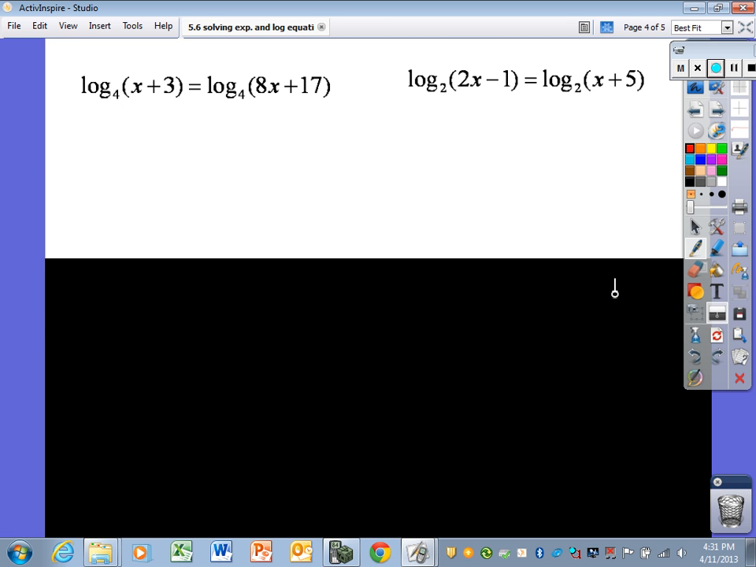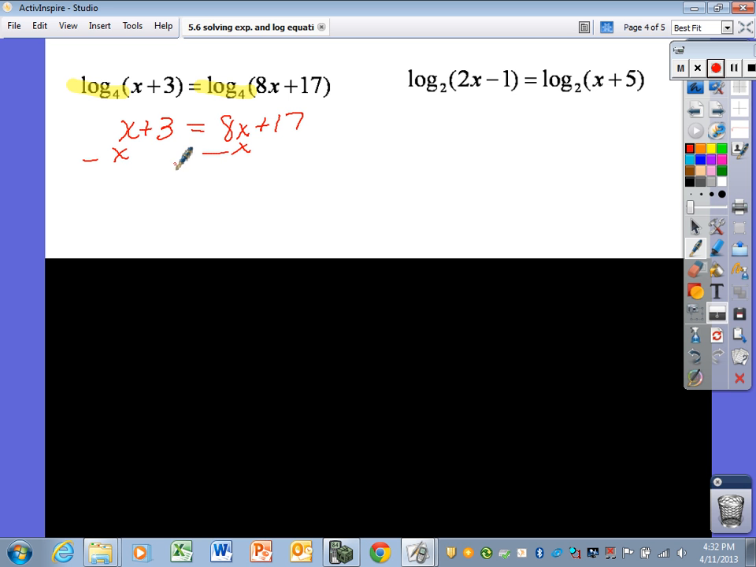This time I have no exponentials. So I have to check: do I have the same log base on both sides? Log base 4, log base 4. So yes, now my values should be equal. x plus 3 should equal 8x plus 17.